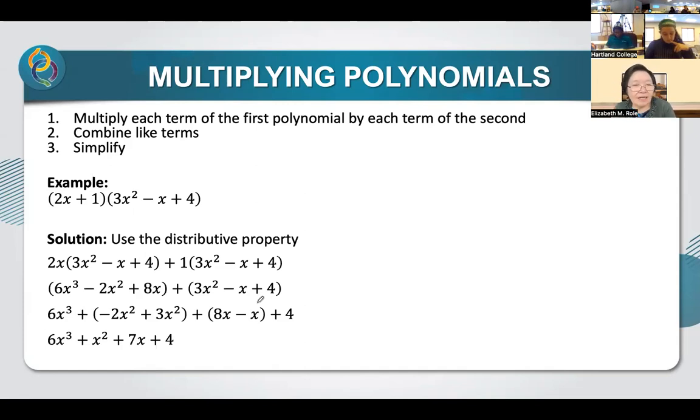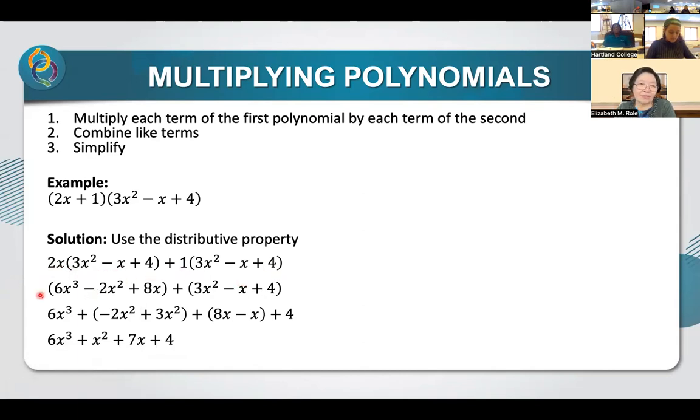Just an illustration here. If I have 2x plus 1 times 3x squared minus x plus 4, I distribute first the 2x multiplied by the second polynomial, and then plus 1 multiplied by the second polynomial, just the same. And of course, the rules of exponents will be used. So all of those rules that we have discussed previously, we should be remembering in order to do this multiplication. So when I distribute there, you now have 2x times each of these terms plus 1 times each of these terms.